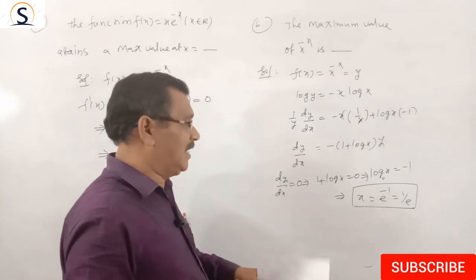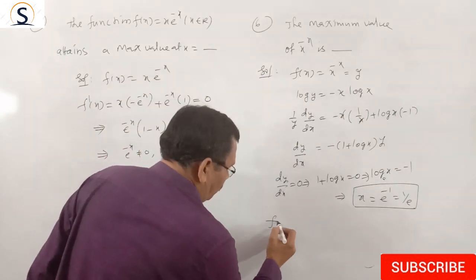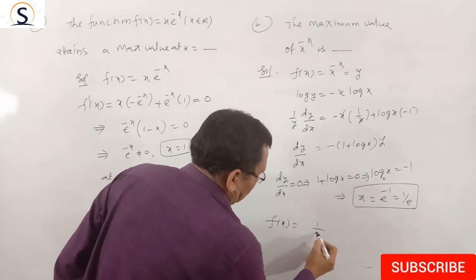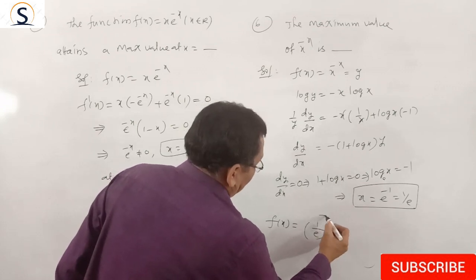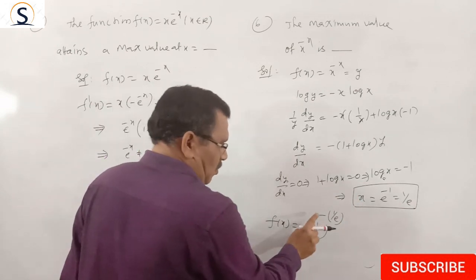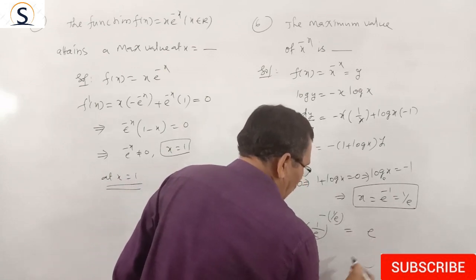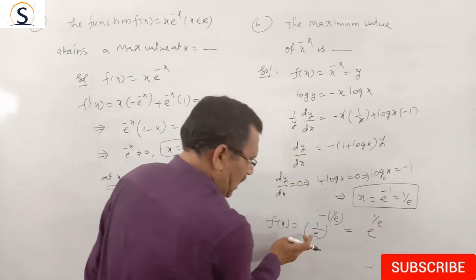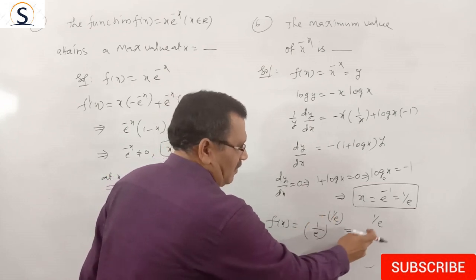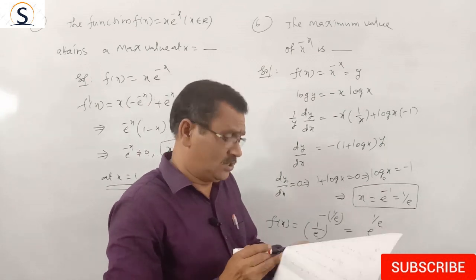Then, he is asking the maximum value. So, put the x value in the given function. So, f(x) is equal to, x means 1 by e, whole to the power of minus 1 by e. If you want to remove the minus sign, then take the reciprocal here, e to the power of 1 by e. I will be taking the reciprocal, then remove the negative sign, then e power 1 by e. This is your maximum value of the function.